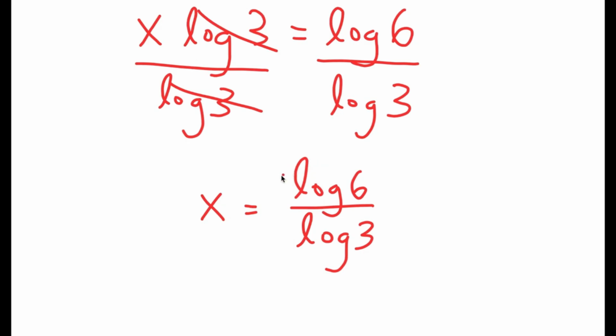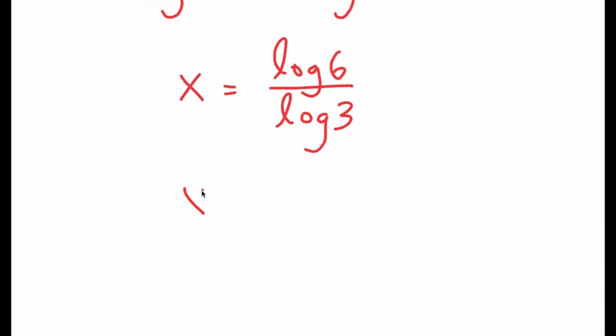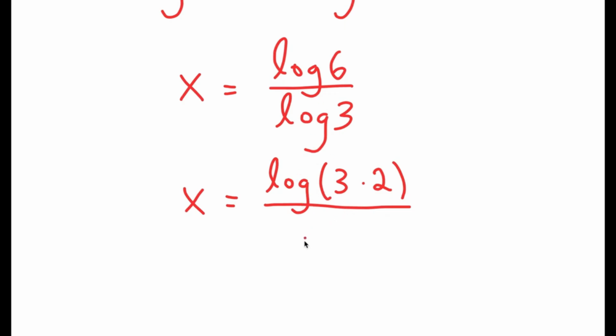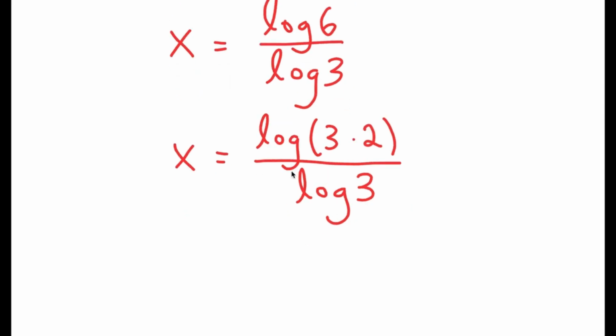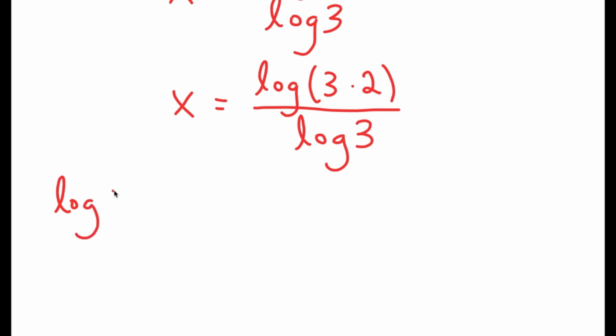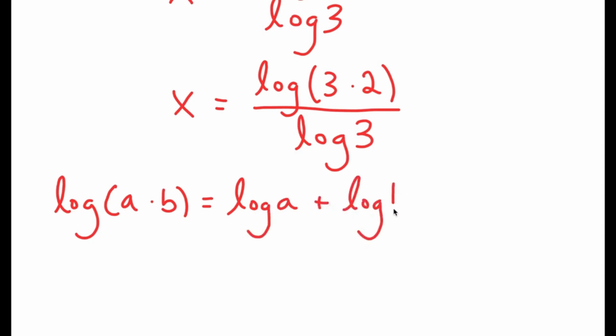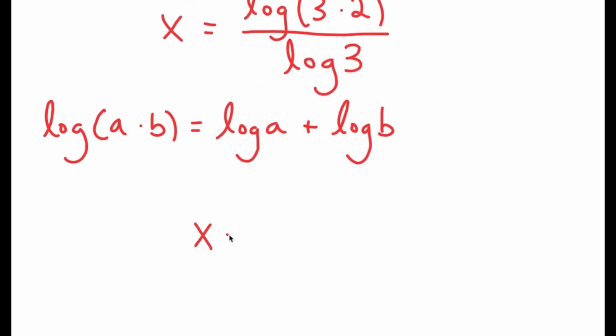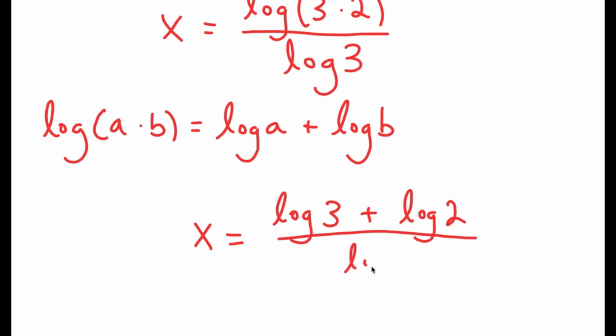Now, what I'm going to do is rewrite log 6 as log of 3 times 2. So I have log 3 times 2 over log 3. And if I have something in the form log of a times b, this is equal to log a plus log b. So log of 3 times 2 is equal to log of 3 plus log of 2. And I have this over log of 3.